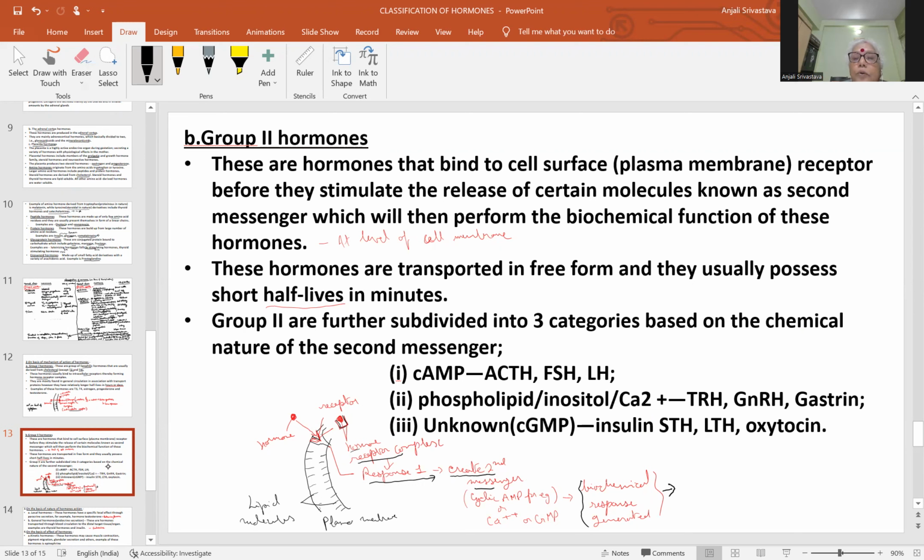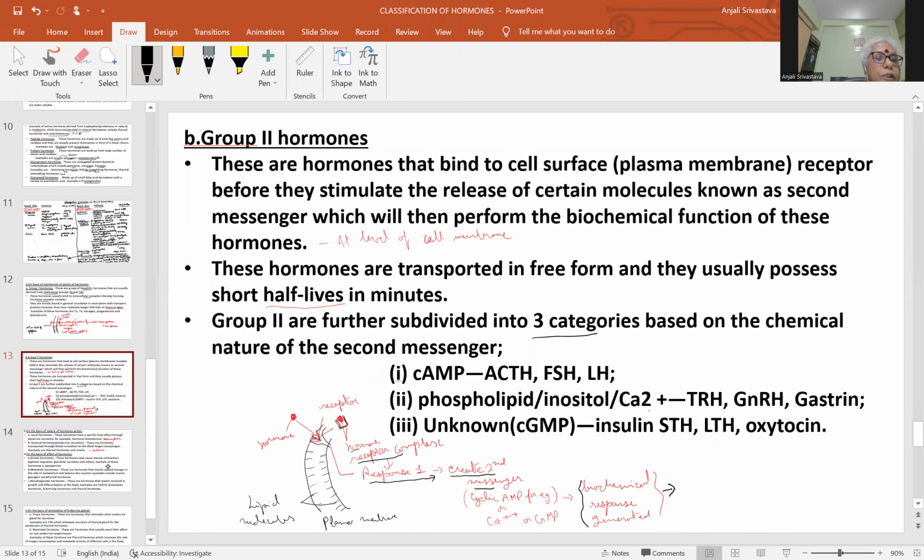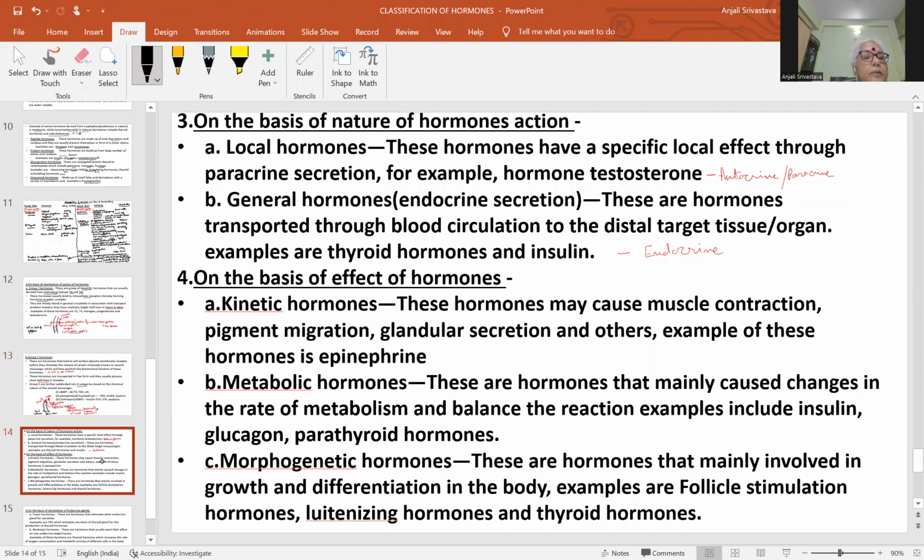Now these group 2 hormones can be divided into 3 subcategories, that is cyclic AMP, phospholipid or calcium, and unknown or the cyclic GMP molecules. So this was on the basis of the mechanism of action of hormone. Then the third category is on the basis of nature of hormones.